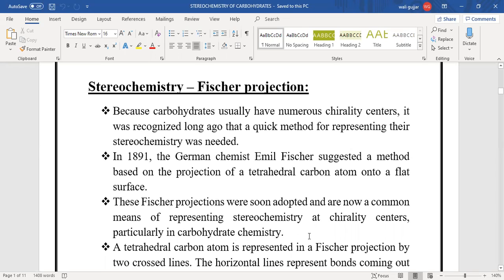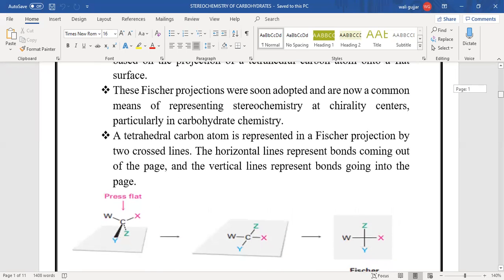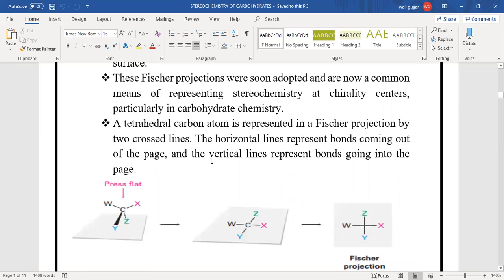particularly in carbohydrate chemistry. A tetrahedral carbon atom is represented in a Fischer projection by two crossed lines. The horizontal lines represent bonds coming out of the page, and the vertical lines represent bonds going into the page, like in the figure below.